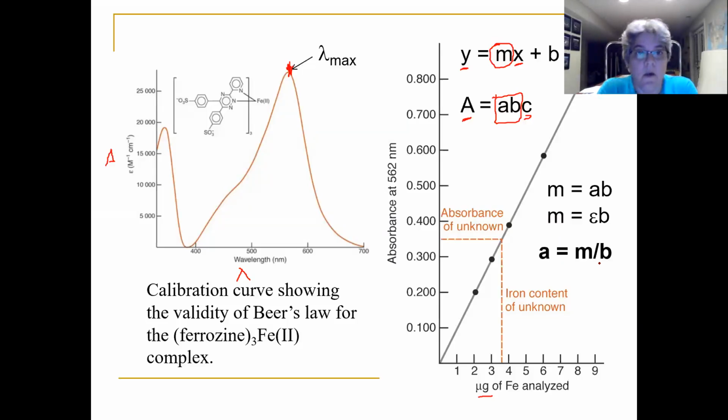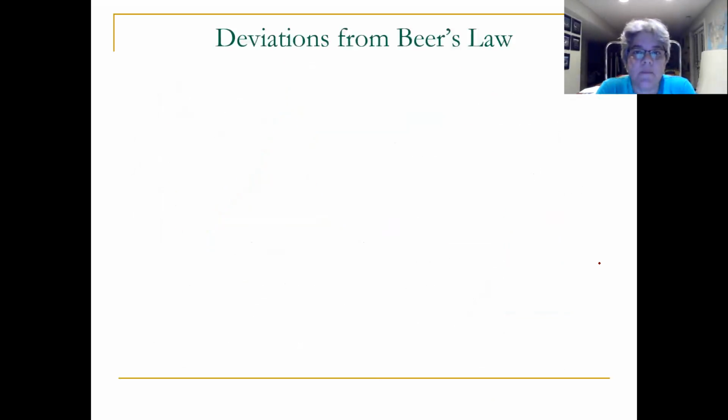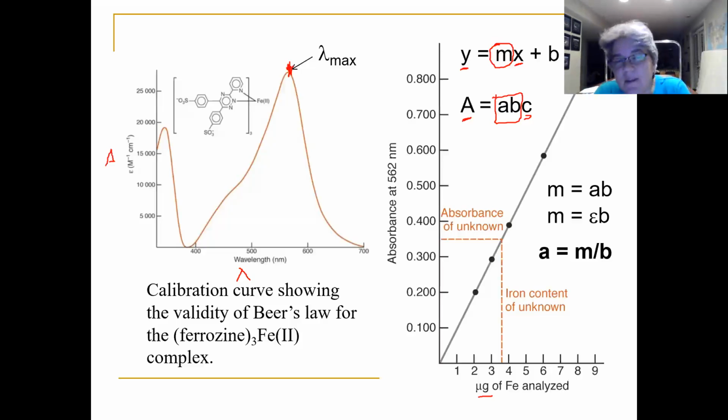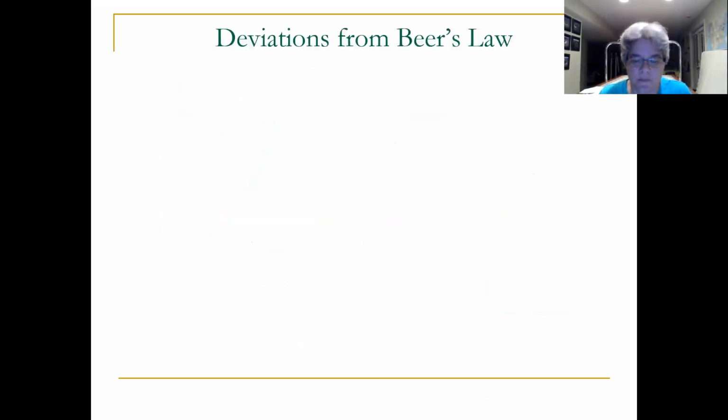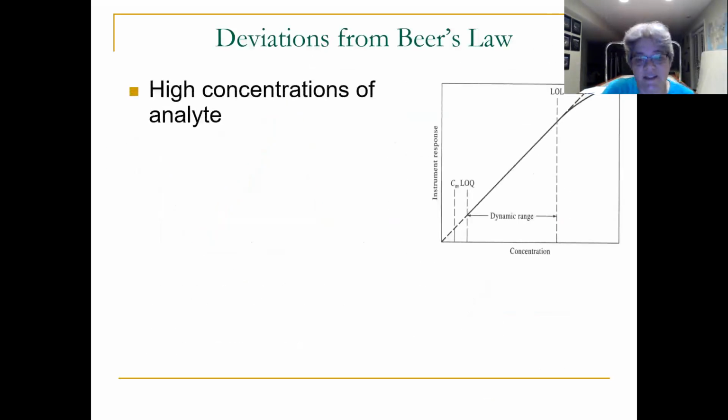Okay, so that's Beer's law. Now, Beer's law is quite reliable. Most of the time you're going to get this nice straight line, but sometimes the line will not be linear. And so we want to talk about a couple of reasons it's not always linear.